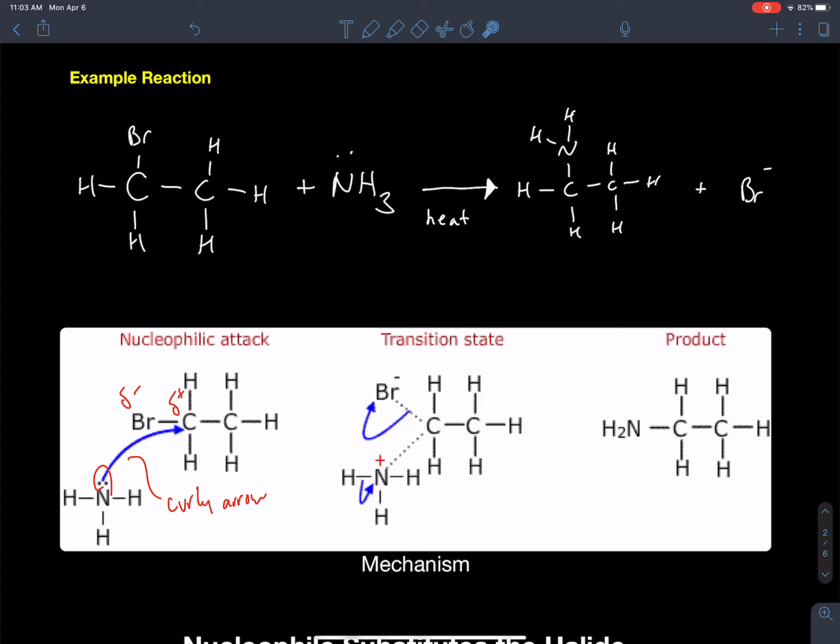Okay, so when it attacks, it forms a transition state. This is what you would imagine is the rate limiting step. This is the highest energy part of the molecule where the ammonia is coming in. Now, once that lone pair is forming a bond, nitrogen is going to start to become positive because it's formally sharing those electrons. Okay, and the bromine is being pushed away by electrostatic repulsion.